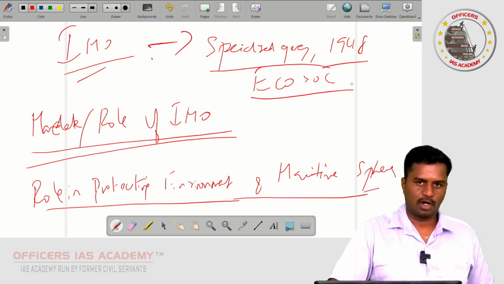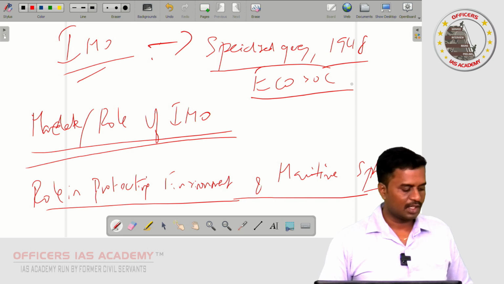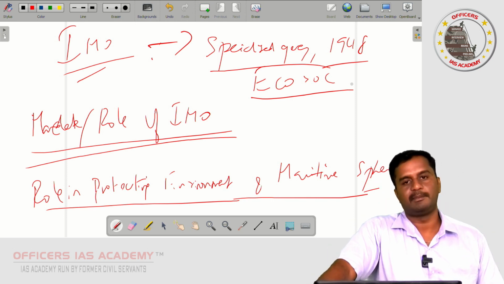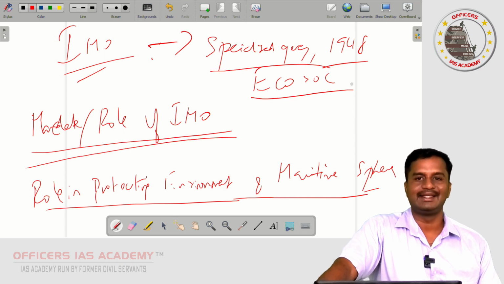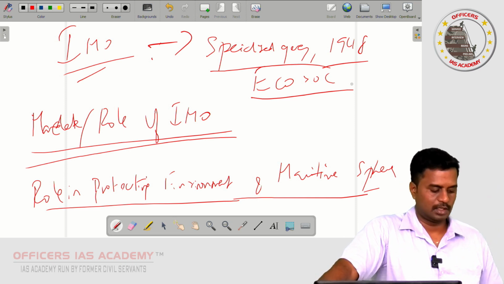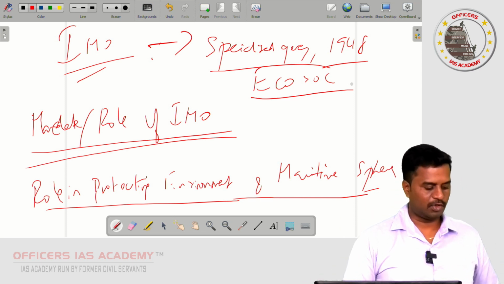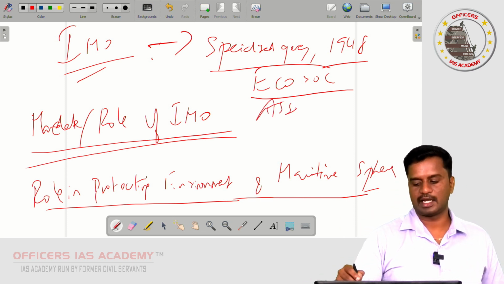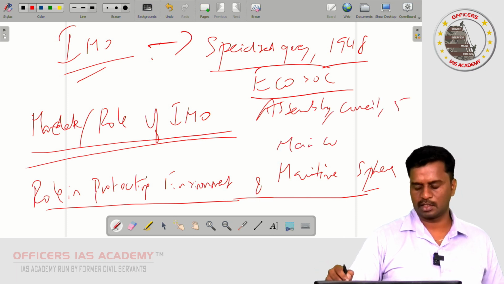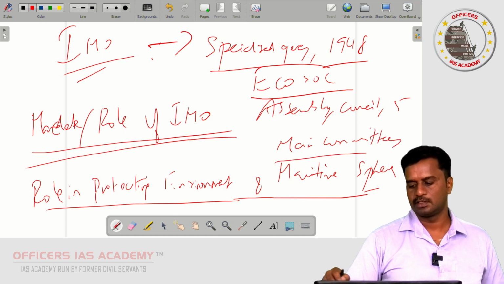The mandate of IMO is that it provides a regulatory framework for shipping, maritime safety, environment. So mention these conceptual keywords. Structure of IMO. IMO contains an assembly, council and 5 main committees. You may wonder, where should I study this?